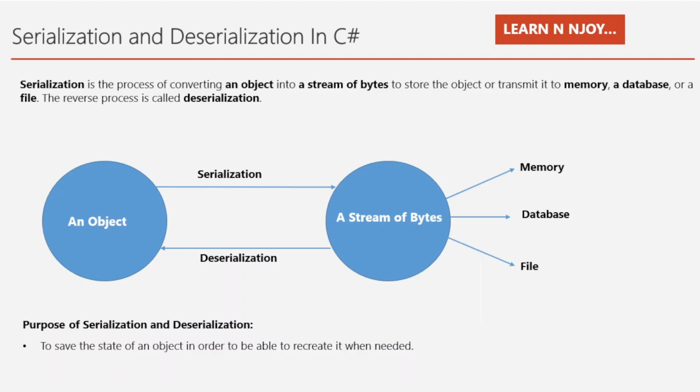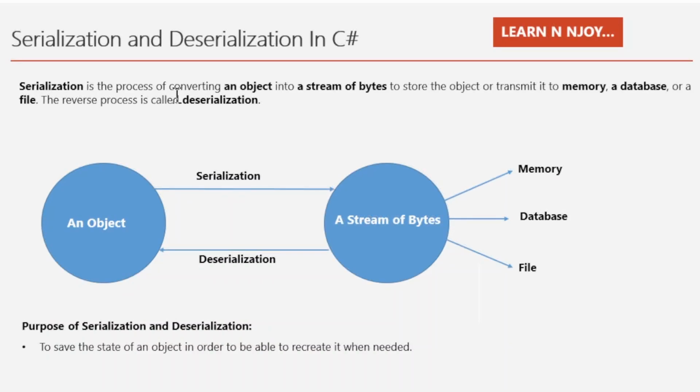Serialization and deserialization in C#. I have already discussed this earlier in part 1 of this series, but I'll repeat it in case you haven't seen part 1 yet. However, I would request you to watch part 1 of this series for understanding data contract serialization. Serialization is the process of converting an object into a stream of bytes to store the object or transmit it to memory, a database, or a file. The reverse process is called deserialization.